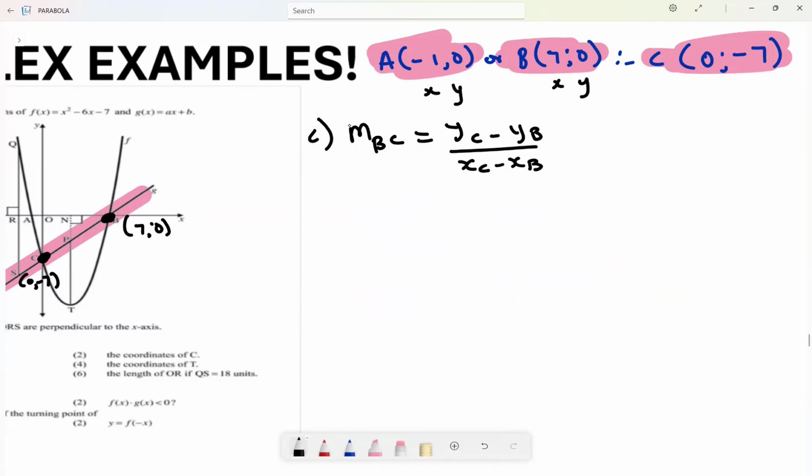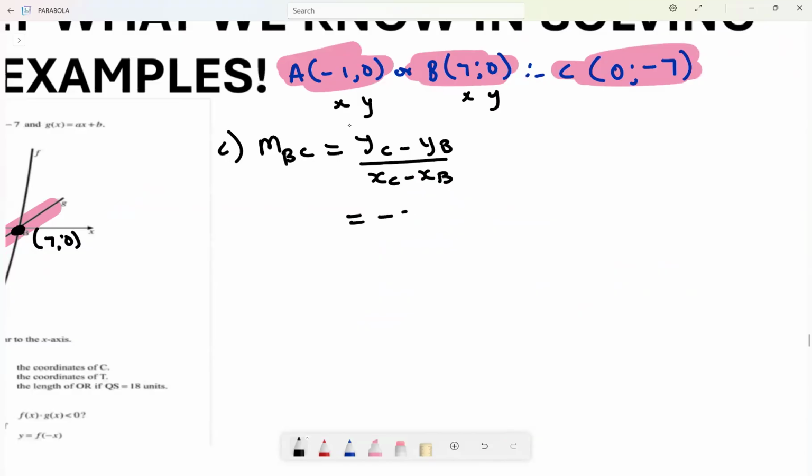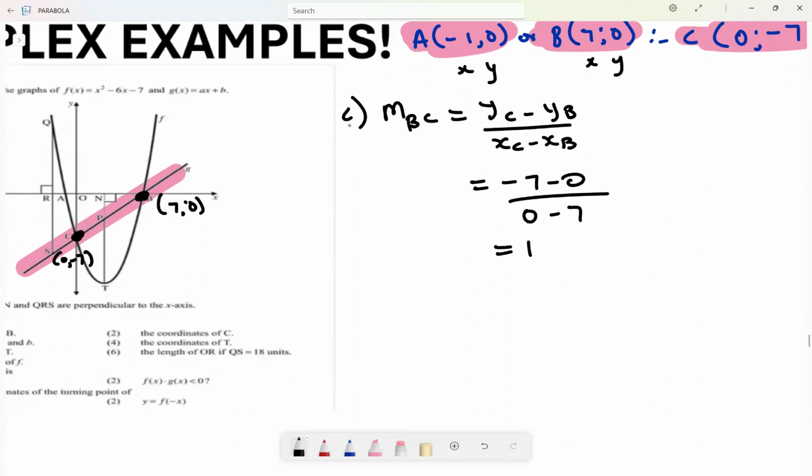Okay, then what is yc? Here is c, it is -7 minus yb, which is 0, divided by xc, which is 0, minus xb. Xc is 0, xb is 7. Then it gives me something like 1. And it's positive, the gradient is positive. Therefore, I have y equal to 1x plus c.